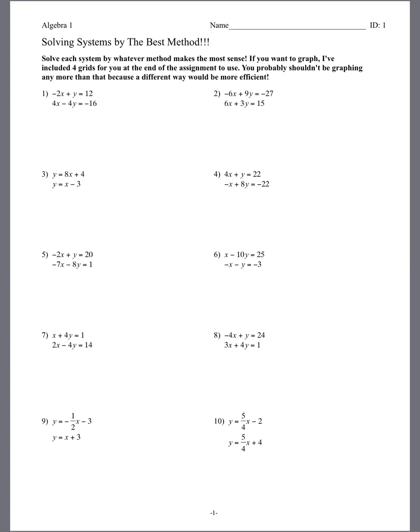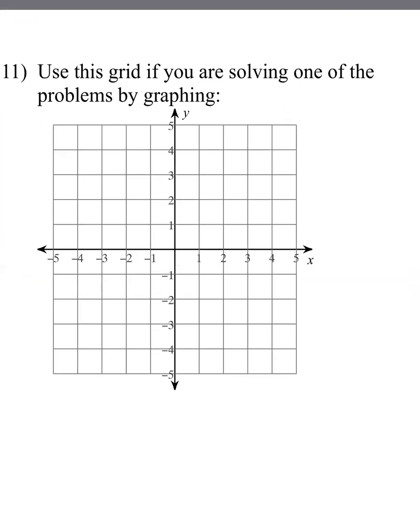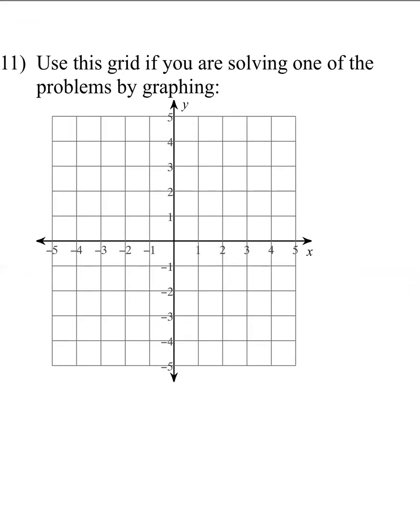So I'm just going to jot down the equations so I don't have to keep flipping back and forth. So y equals 8x plus 4 and y equals x minus 3. Okay, so let's go to one of our grids. And I will jot them down here below just so we have them right in front of us. Y equals 8x plus 4 was one of them.